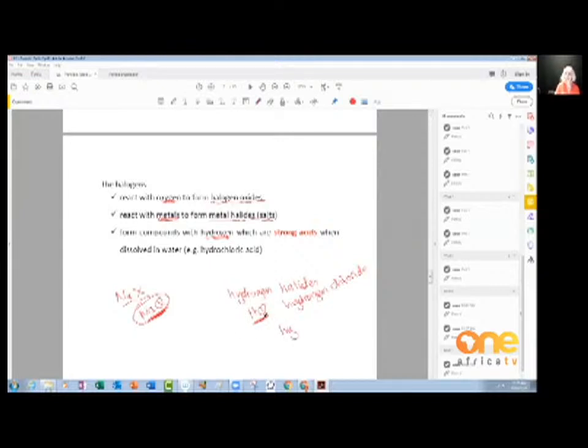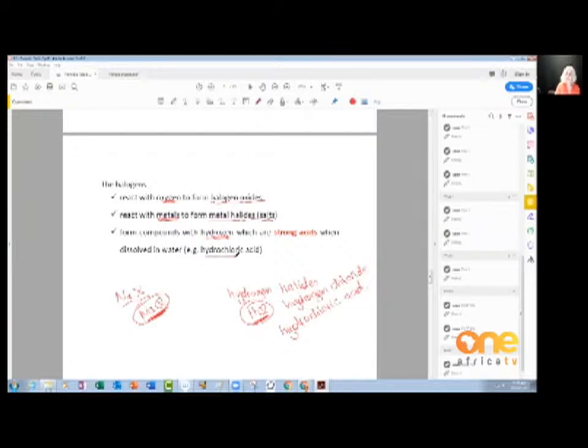That is why I'm telling you specifically about this one, because it's the base of the hydrochloric acid, such an important acid in the lab, even at schools. A very strong acid. Actually, all of them form strong acids, but this in particular is very common. So they react with hydrogen to form hydrogen halides, which dissolved in water form acids.